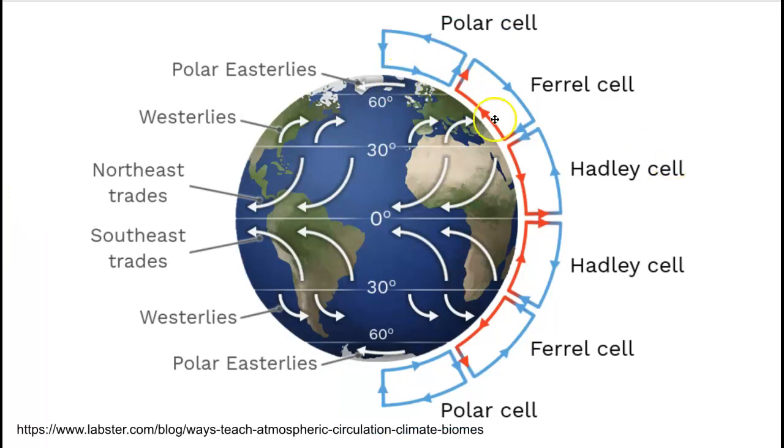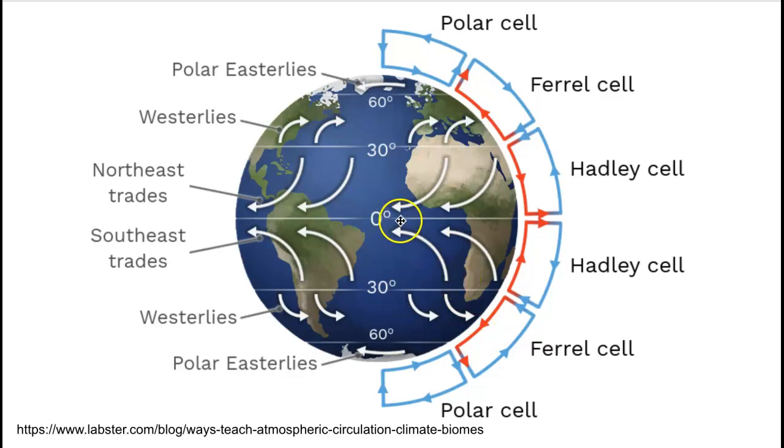And you can see here those different kinds of cells. There are 3 types: polar cells, Hadley cells, and Ferrel cells. And like I said, because of the different climates, each cell will produce a different pressure system, and they will all have different directions of airflow.